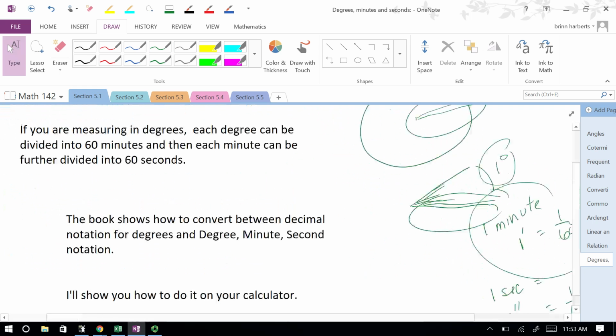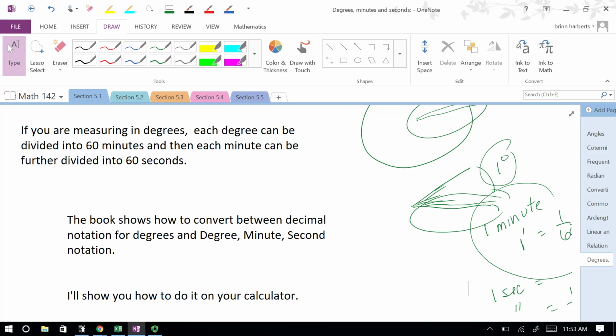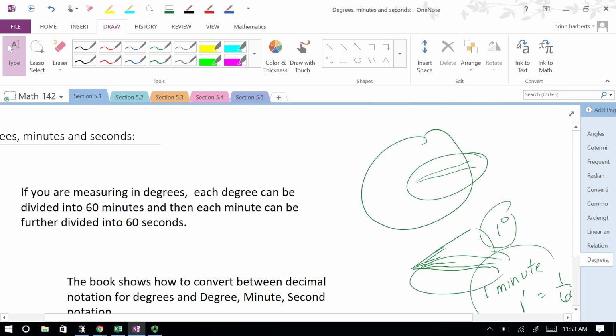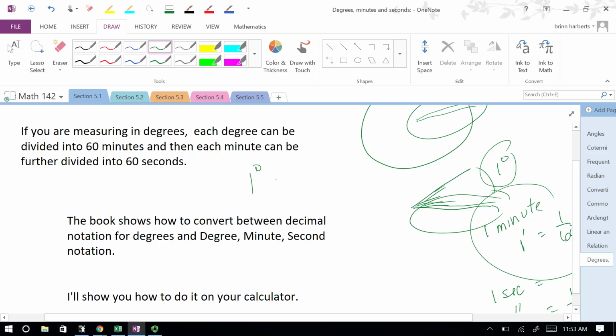Okay. The book shows you how to convert things between degrees, minutes, and seconds into decimal form. So, for example, if I have 1 degree and 60 minutes, well, not 60, that's kind of boring. Let's do 30, because I can think about that nicely in my head. 1 degree and 30 minutes. 30 minutes is the same thing as 1/2 of a degree, right? Because 30 out of 60 is 0.5. So I have 1.5 degrees. Those are the same thing. Okay. You can convert back and forth quite nicely, and the book shows you how to do it by hand.